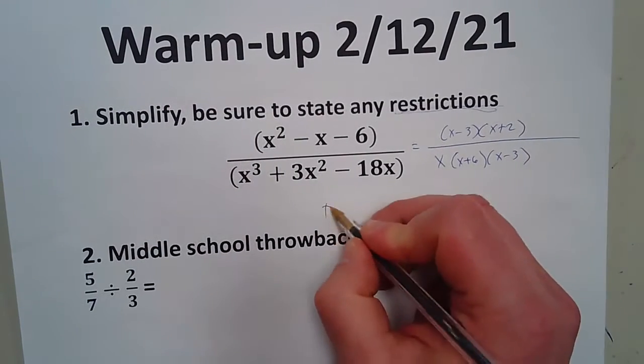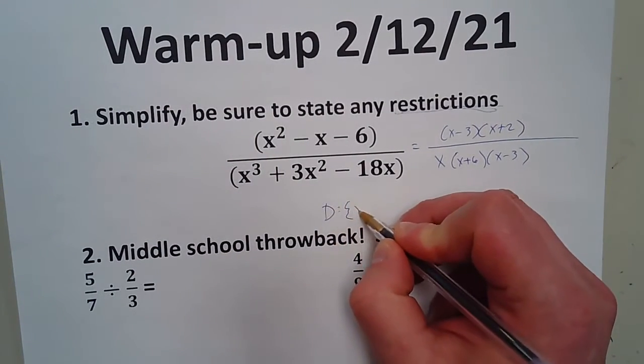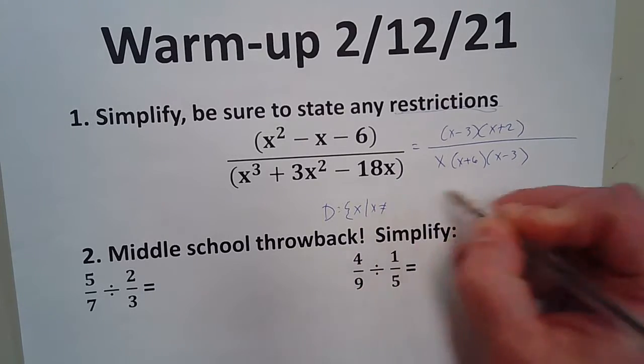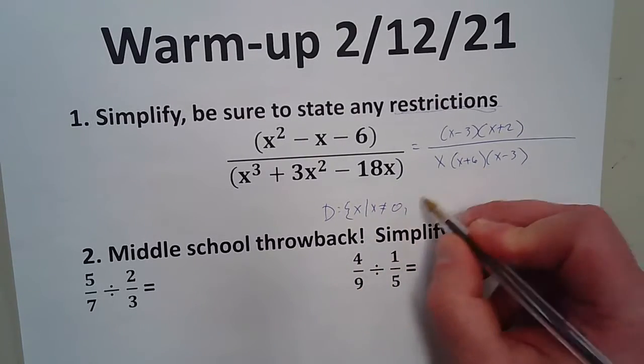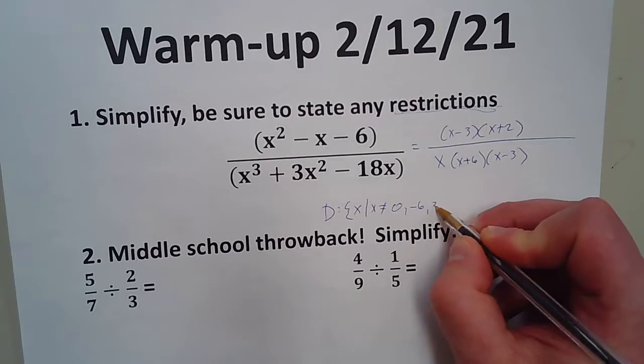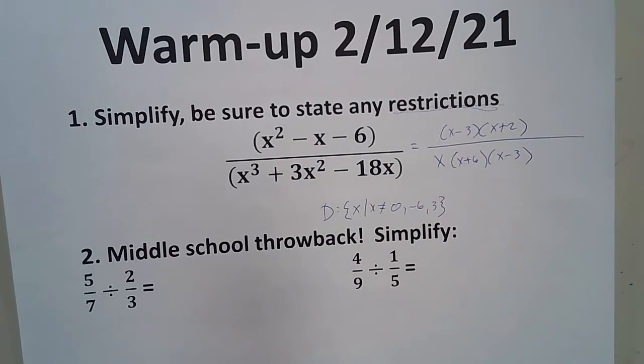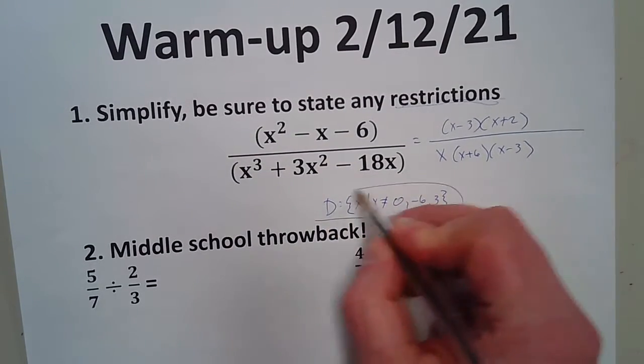At this point, do your restrictions. What can that domain not equal? Well, it can't be 0, can't be negative 6, can't be 3. And that's it. That's what we're looking for in terms of the restrictions.